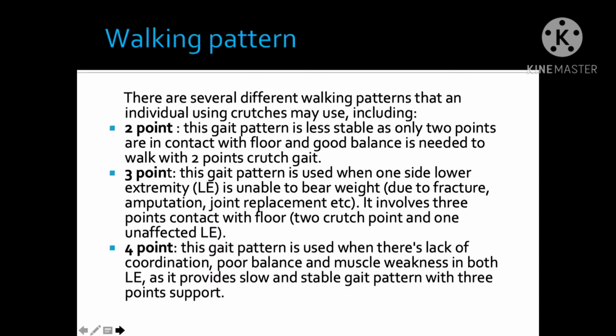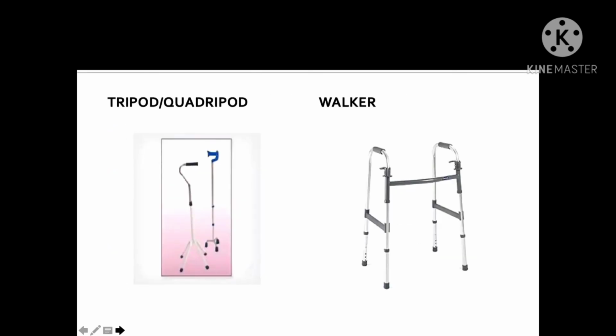All right. This is a walker and the tripod. These are the other walking aids which are available. You all must have seen this commonly even in hospitals. The tripod has 3 points of contact and it is like a cane, but the base of support is more and the stability is more. And this is a quadripod. So 4 points of support.